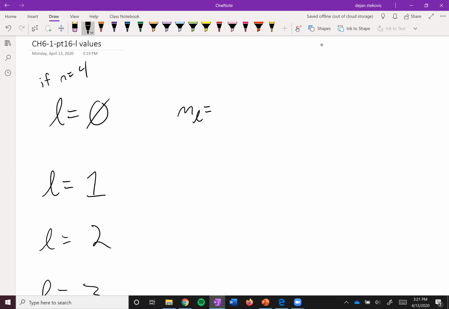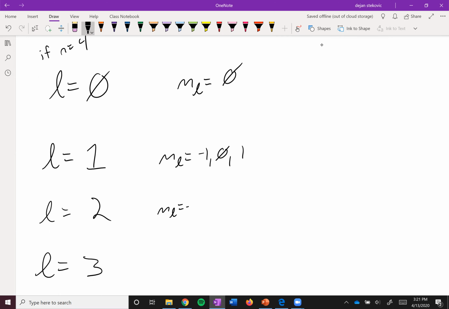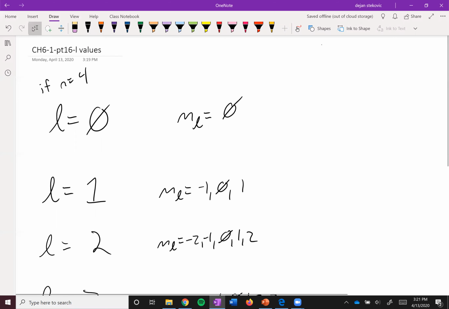M sub L goes from negative L to 0 to positive L, so here it can only be 0. Here, M sub L can be negative 1, 0, or 1. Here, M sub L can be negative 2, negative 1, 0, 1, or 2. And then here, M sub L can be negative 3, negative 2, negative 1, 0, 1, 2, or 3.